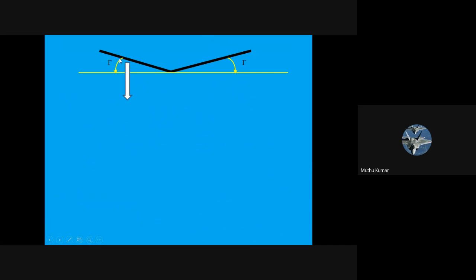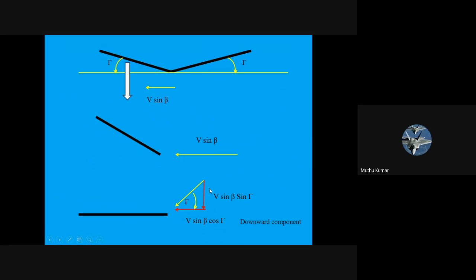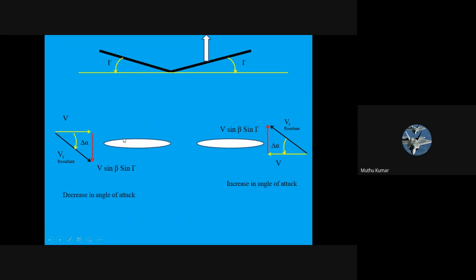When the same V sin beta goes to this side, it creates a downward force because this is declined towards the wind. If I tilt and rotate these two vectors anti clockwise, it will look something like this so that you will understand. It gives you a downward component, so there is going to be a reduction in angle of attack. If there is a reduction in angle of attack, what happens? So there is an upward component on the right hand side and an increase in angle of attack, while on the left hand side, because of the resultant force, there is a decrease in angle of attack.